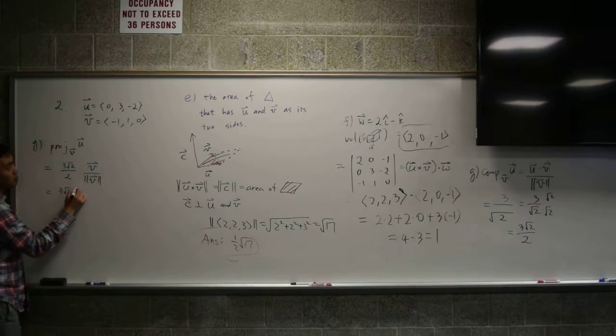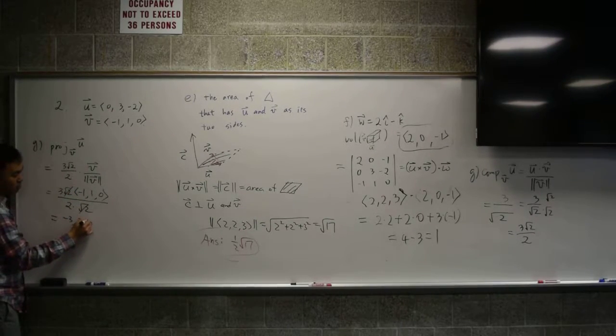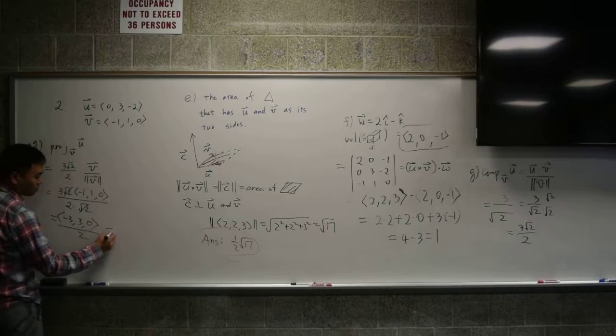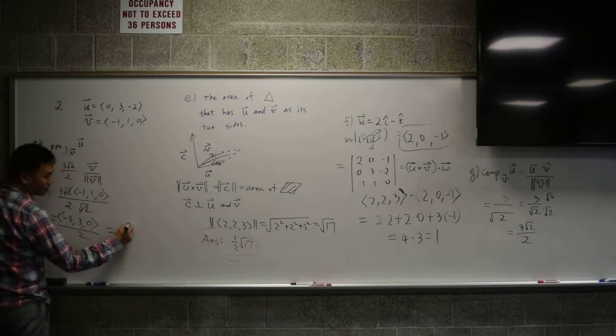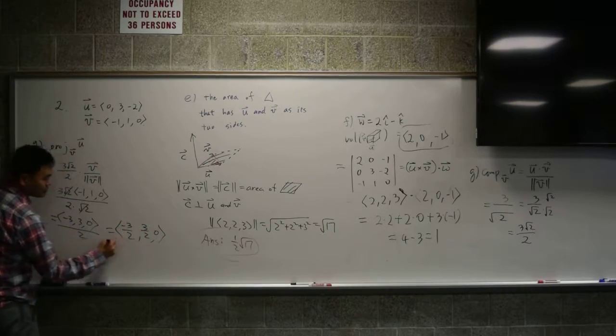Therefore, this is negative 1, 1, 0 over 2 times the norm of V, which was square root of 2. So these two cancel, and you have negative 3, 3, 0 after multiplying by 3, and you have to divide by 2. You can write your answer this way, or you can divide everything by 2 and write it this way. Either one is fine.